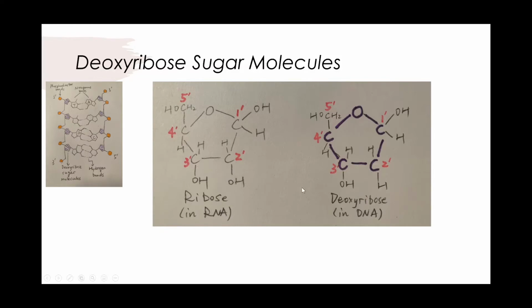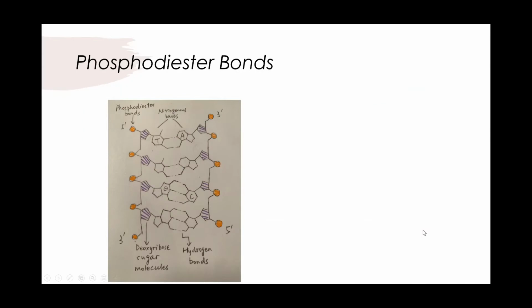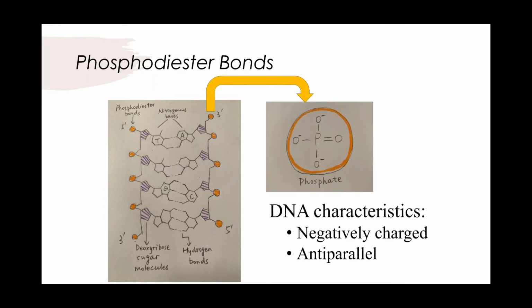They both have the 1' carbon attached to the base, the 5' carbon attached to the phosphate, and the 3' carbon bound to the next 5' phosphate. This is done through a phosphodiester bond, which is between the orange bubbles. Due to this bond's characteristics, DNA strands are antiparallel, which means on the left we have 5' at the top and 3' on the bottom, while on the right we have 3' at the top and 5' at the bottom. DNA is negatively charged because of the phosphate structures on it.